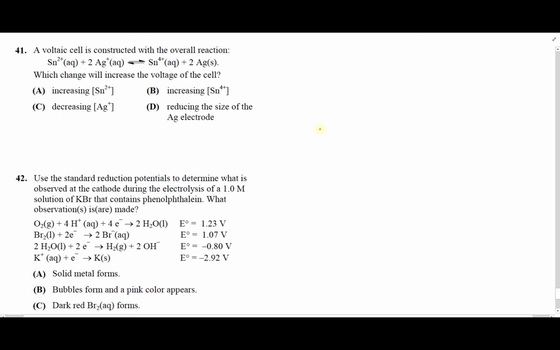Number 41. A voltaic cell is constructed with the overall reaction. Which change will increase the voltage of the cell? I'm going to answer this in terms of Le Chatelier's principle. Starting with A, if I increase the concentration of tin 2+, then it's going to favor the forward reaction, and that's going to increase the driving force of our electron flow. That causes the voltage to increase. Therefore, the answer is simply A.